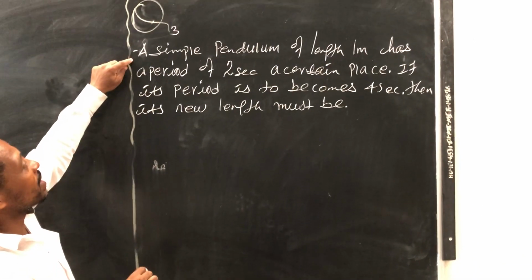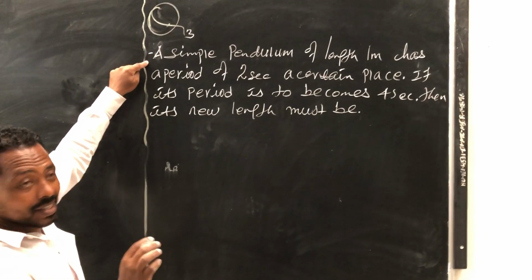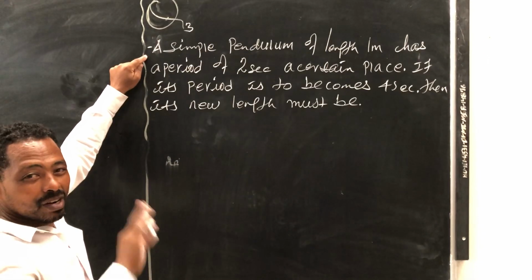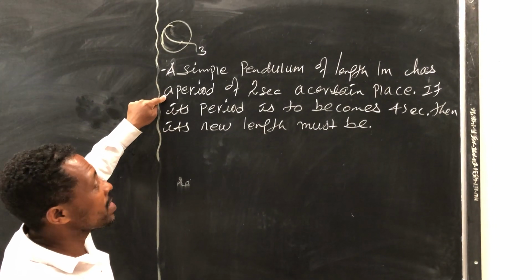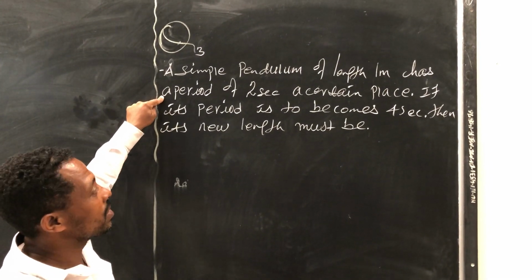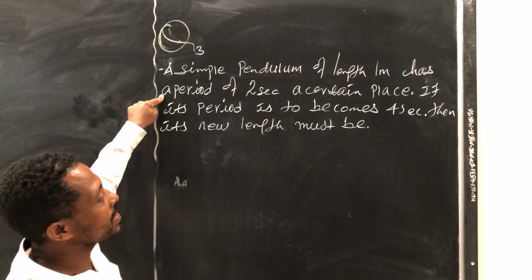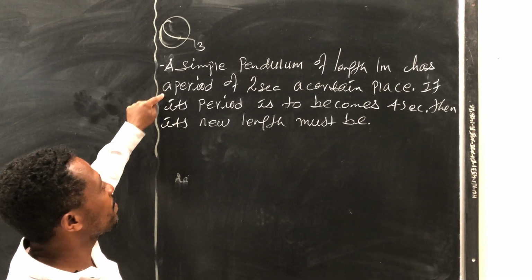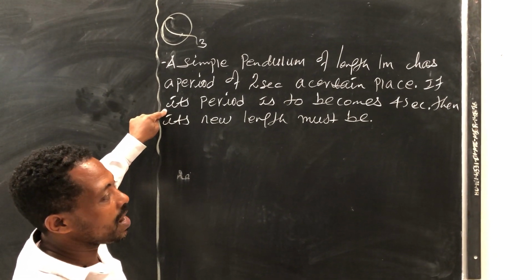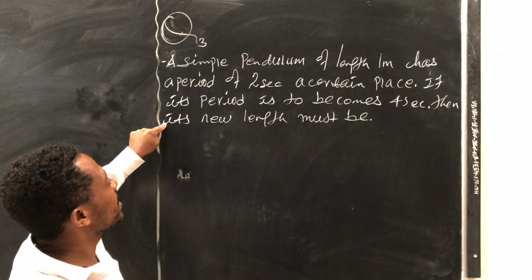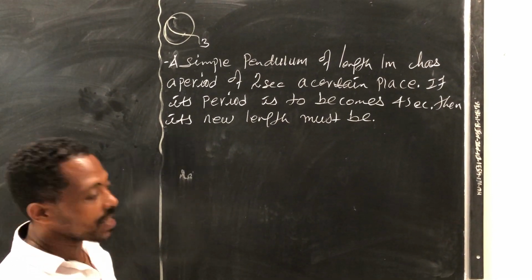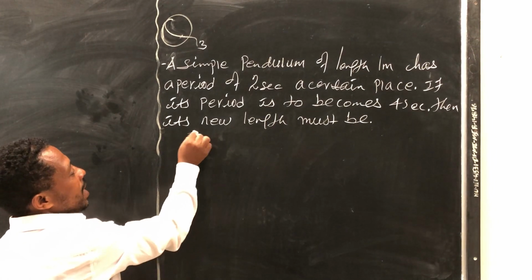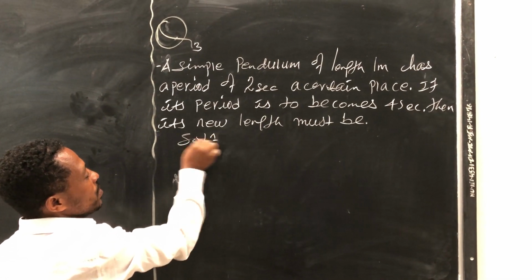What does the problem say? It says a simple pendulum of length 1 meter has a period of 2 seconds at a certain place. If its period is to become 4 seconds, then its new length must be what? Great. First, what do we have to do?